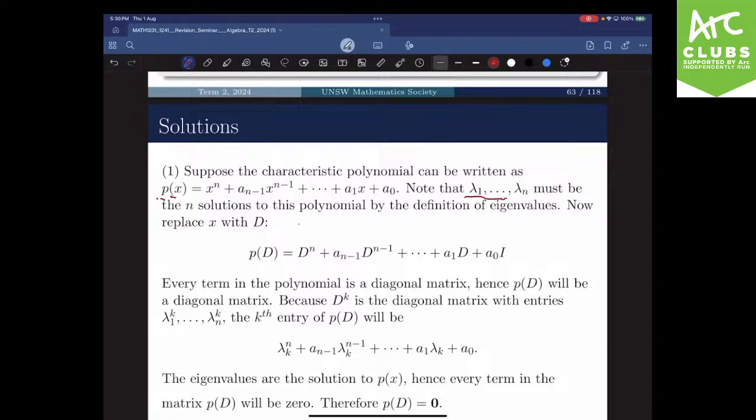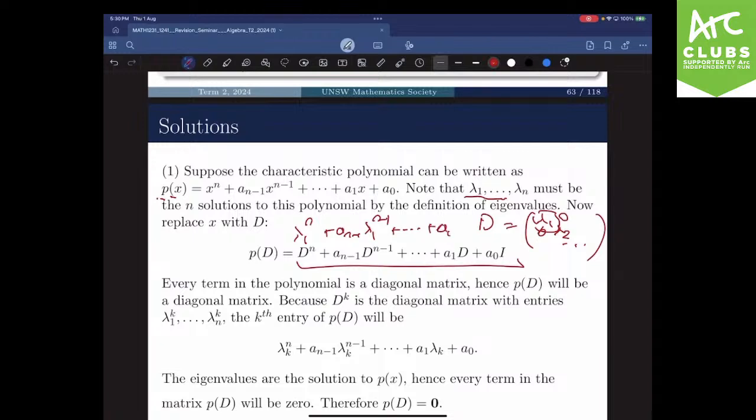So if we consider D equal to lambda 1, 0, 0, lambda 2, and so on, we can just consider this lambda 1 for now, just to make things easier. So if we consider just the top left entry of this thing here, the top left entry will just be lambda 1 to the n plus a n minus 1 lambda 1 to the n minus 1 plus ... plus a1 lambda 1 plus a0.